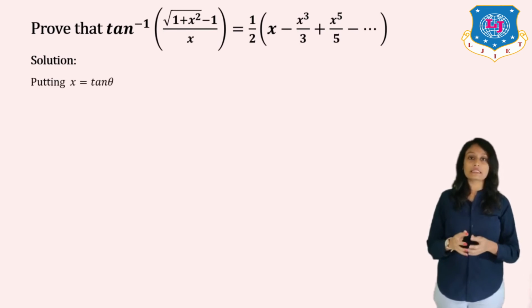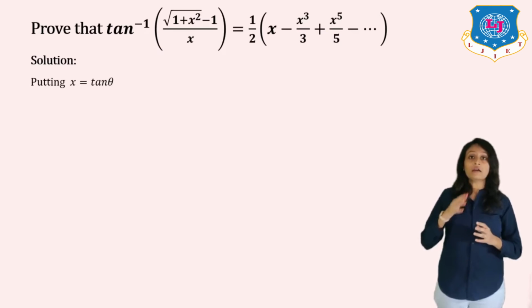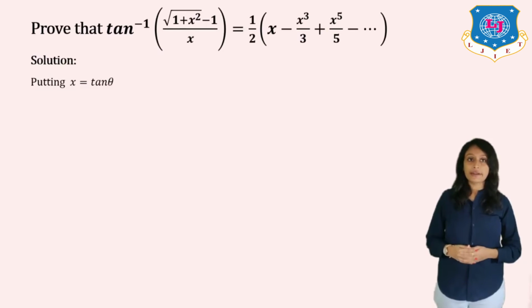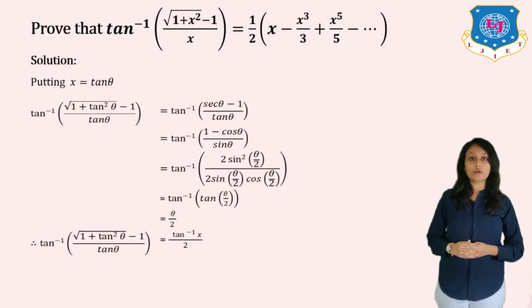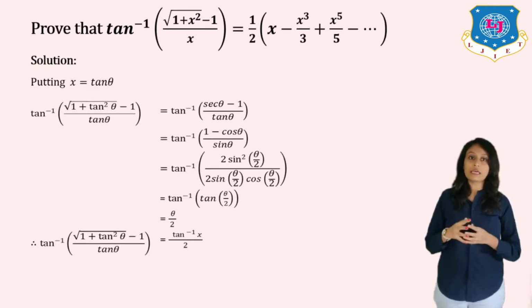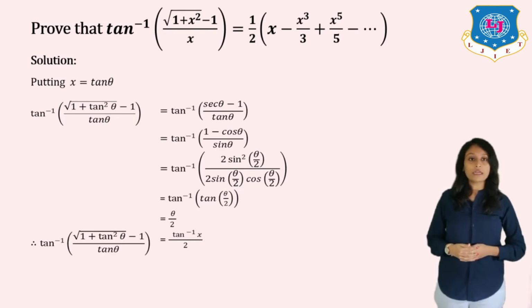So here we will take x is equal to tan theta. Here you have to suppose on the basis of the formula you can see in the question, right? So here in place of x, if we write tan theta, we will get some formula and we can solve further. Okay, so just substitute x is equal to tan theta. So you will get tan inverse of (under root 1 plus tan square theta minus 1) upon tan theta, right? Now 1 plus tan square theta is what? Sec square theta, and under root. So we have sec theta minus 1 upon tan theta.